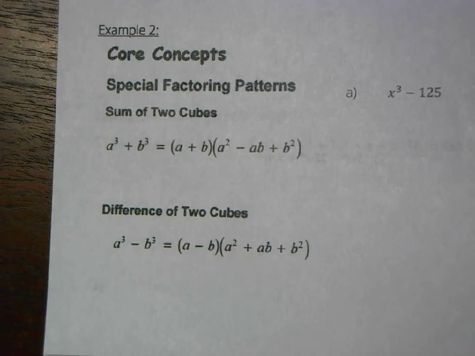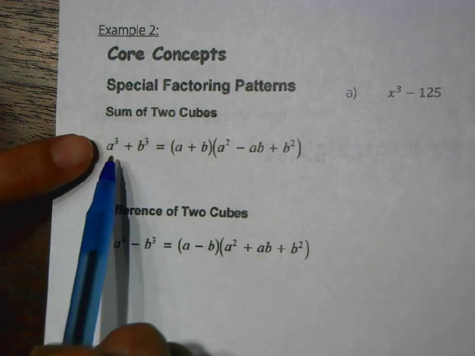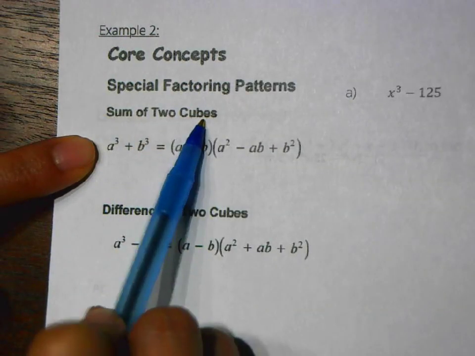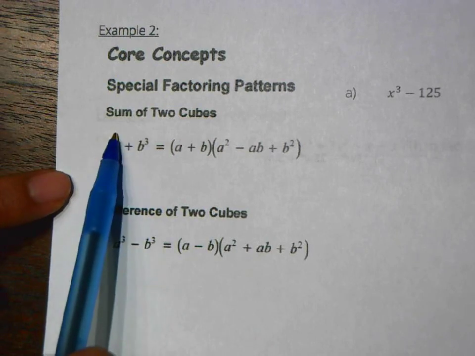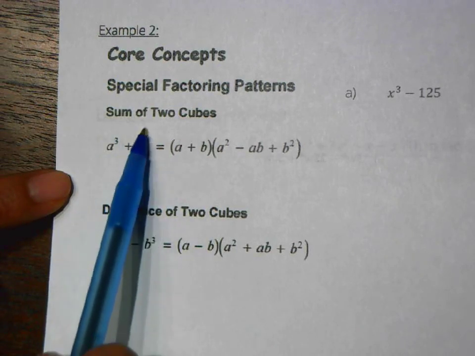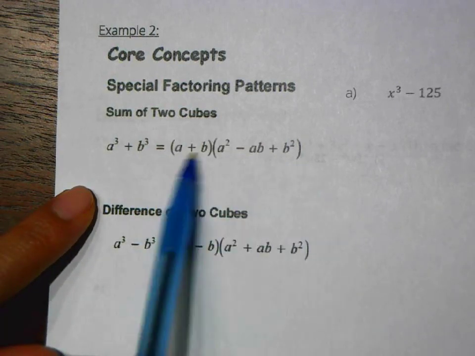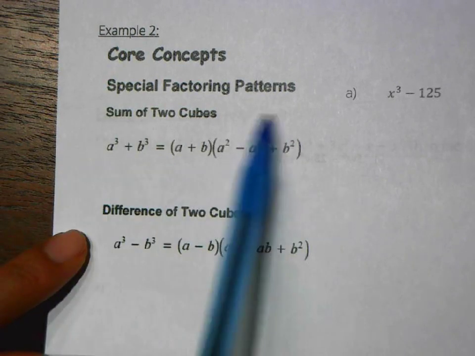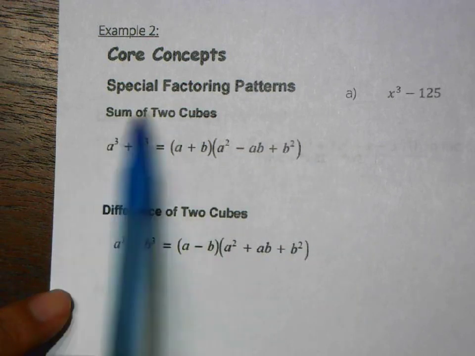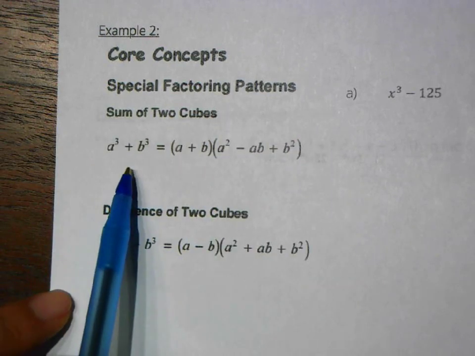Okay, so before we saw a difference of squares where you have a squared minus b squared. That's a special pattern. There's more special patterns. One of them is the sum of two cubes. That means that when you have a perfect cube plus a perfect cube, you can factor it out to be in this form. This is actually also in the formula chart that you get to use for everything else, right?